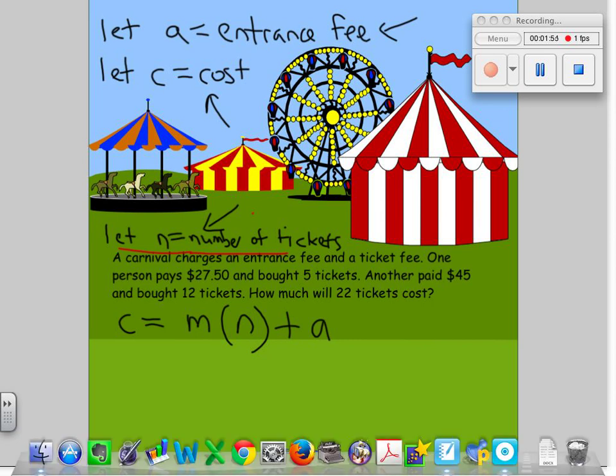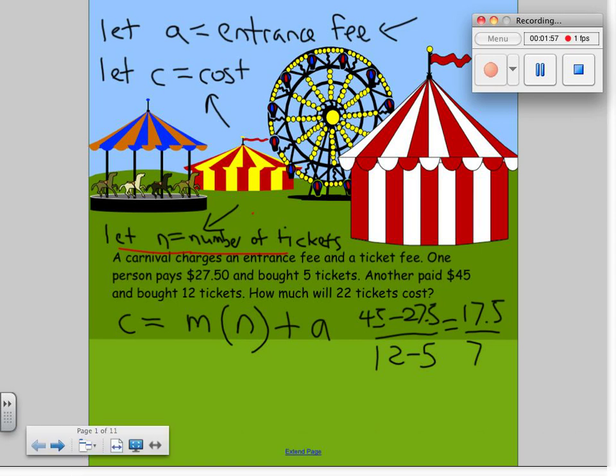So this part here is going to be our slope. The reason I need to put the $45 minus the $27.50 on top is that's the dependent variable, so that would be our y, and the independent variable would be our x, the number of tickets. So that's why it's set up that way. So I've got part of my equation solved. Now I just need to plug in some numbers and figure this out.